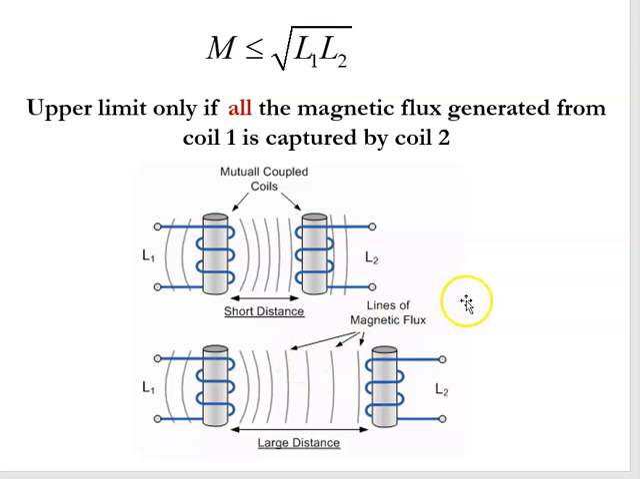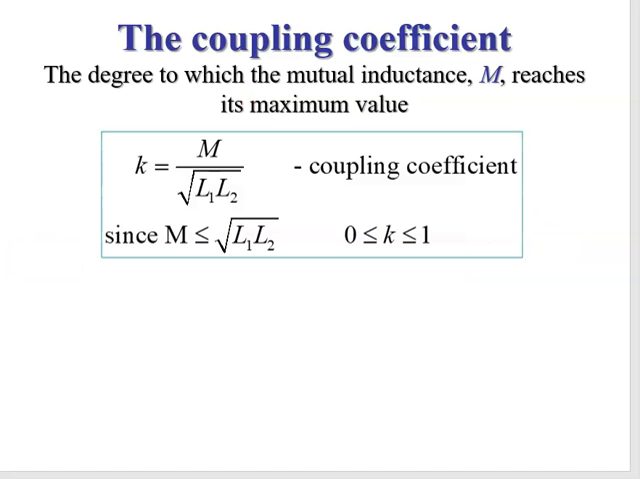But in general, just the concept that we cannot have a mutual inductance between two coils that is greater than the geometric mean of the coils themselves. It could be the case, however, that the mutual inductance could be greater than L1 or greater than L2, but it can't be greater than the geometric mean of the two. So again, that coupling coefficient is defined as the ratio between the mutual inductance and the geometric mean. So our mutual inductance is always less than or equal to the geometric mean.